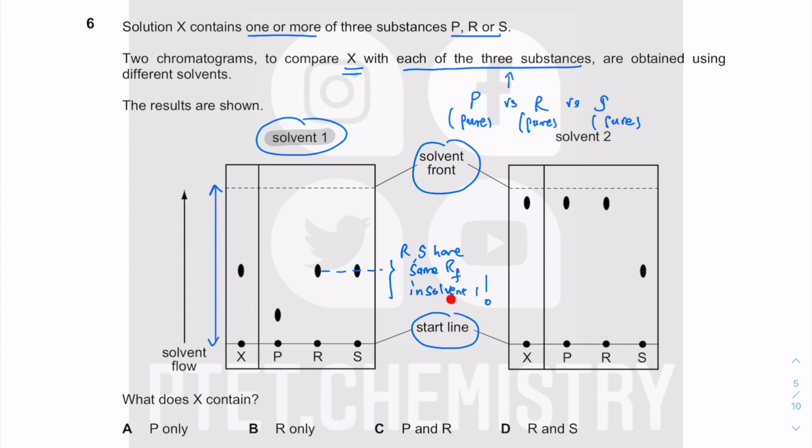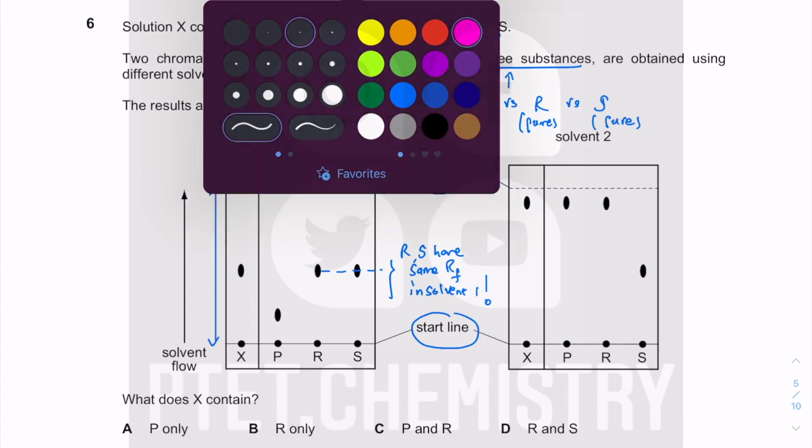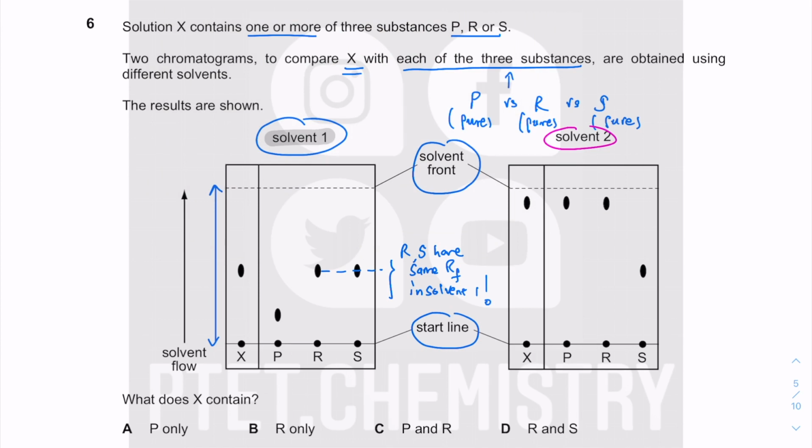Not necessarily, because if you look at solvent 2, you will see that R and S have different RF in solvent 2. So it means that they are not the same substance, because if they are the same substance, in a different solvent they should have the same RF as well. They should move the same distance. But here you can tell that R is more soluble than S in solvent 2, because R has moved further than S in solvent 2 compared to solvent 1. So R and S are definitely different.